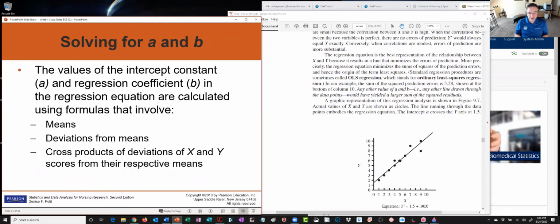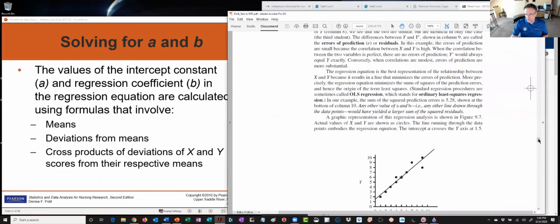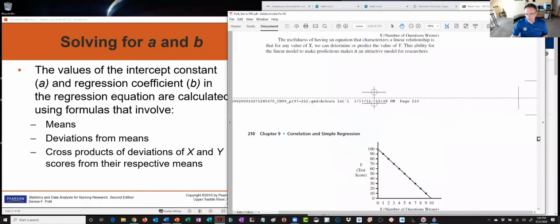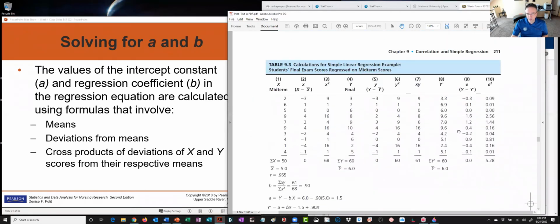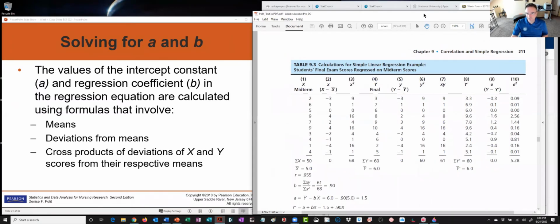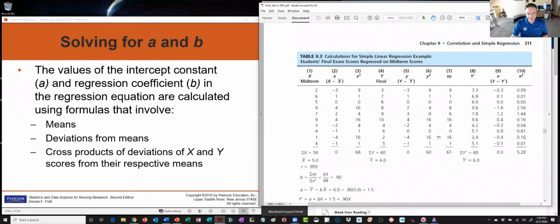So to do this work, and if you've read through this chapter, as you read through chapter 9, some of this will make sense. This is the math, right? So here's our midterm score, there's our final score. And you can kind of see if they got a 2, they got a 3 in the final. They got a 6 in the midterm, they got a 7 in the final. The software is doing all these calculations, and it's going to make that least squares line.